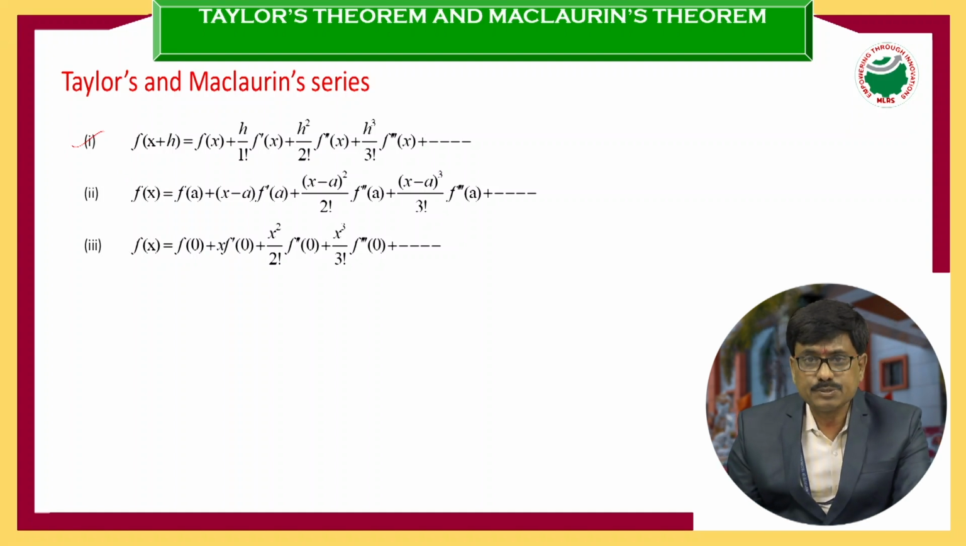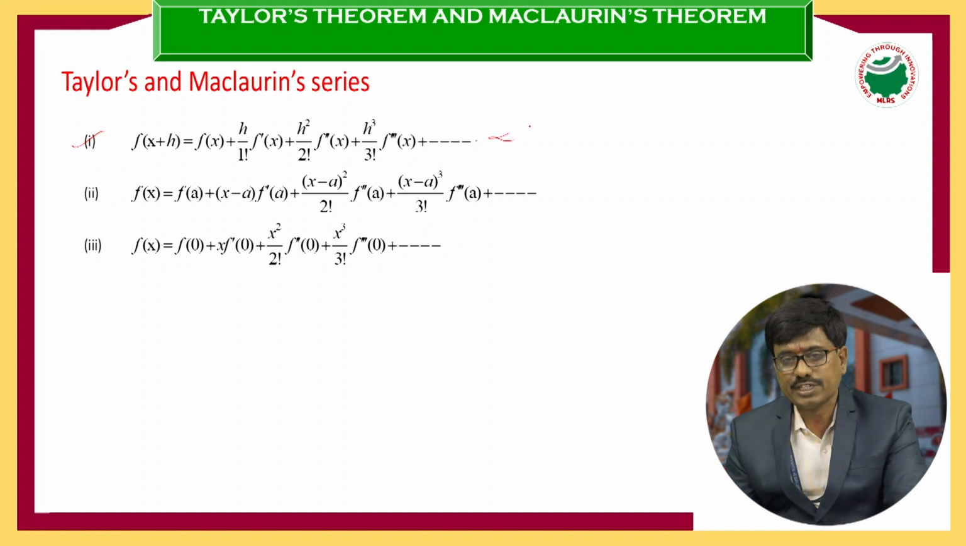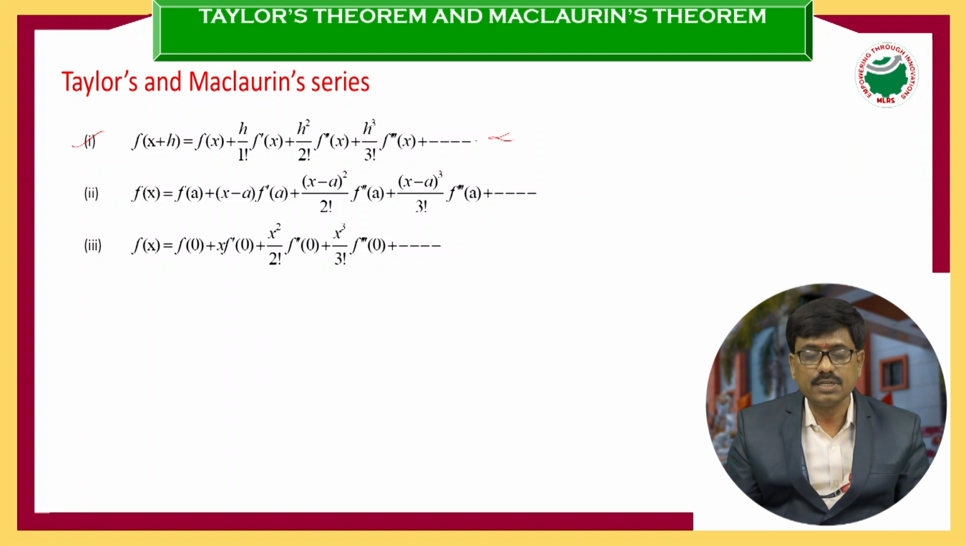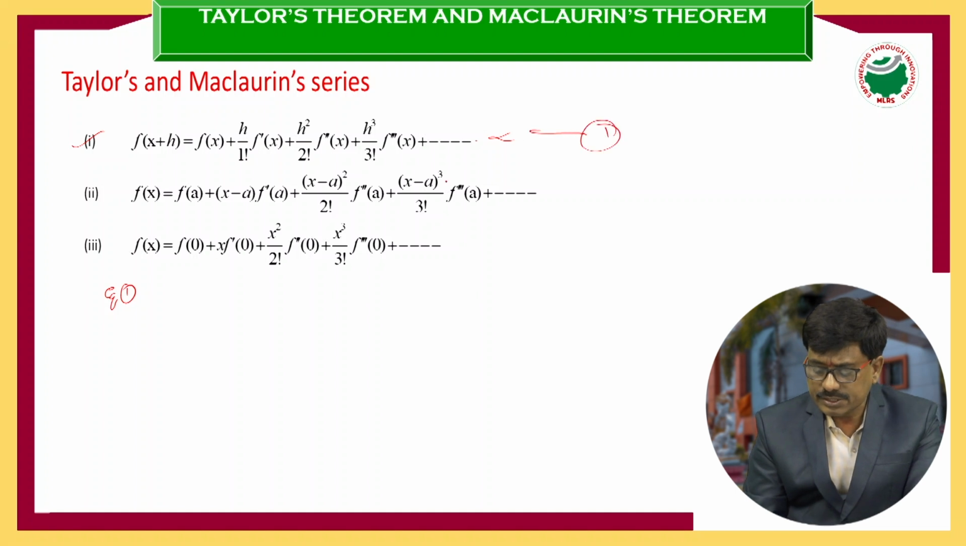f(x+h) = f(x) + h/1! f'(x) + h²/2! f''(x) + h³/3! f'''(x) + and so on up to infinite terms. These are the expansions of any function in terms of different values of h. For this function, we need to convert it into Taylor's series. See equation 1. Let us assume this is equation 1.